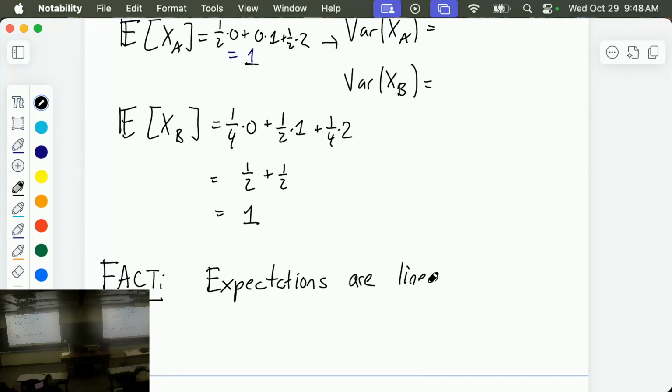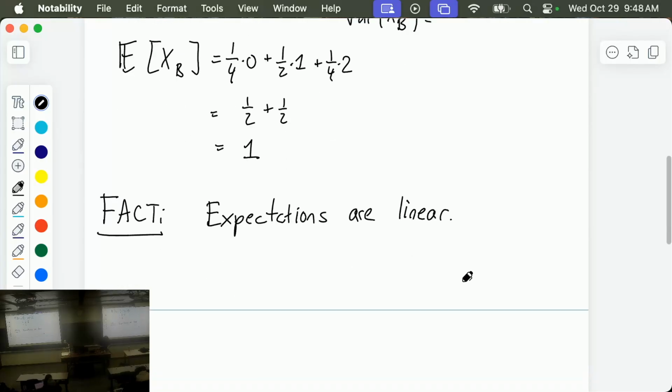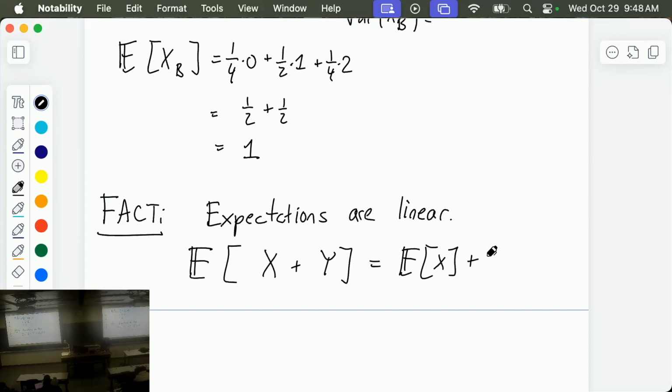Expectations are linear. And that means two things. The expected value of the sum of any two variables, let's call them x and y: the expected value of x plus y is the same as the expected value of x plus the expected value of y. Be careful, it doesn't work for squares and other things, but it does work for linear. Linear means plus and scalar multiplication.